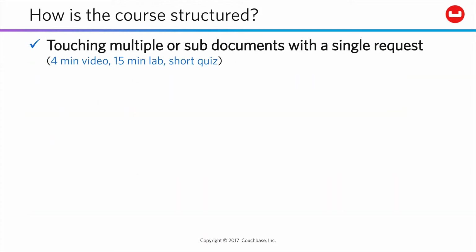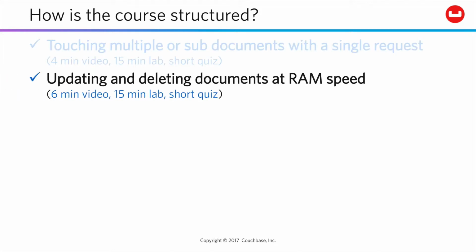Then we're going to quickly look at a variety of ways to touch multiple documents or sub-documents with a single request, including the new Data Structures API available in Couchbase. All of this can help reduce your network traffic. Then we're going to look at updating and deleting documents, which on its face are pretty straightforward methods, but they implicate a few architectural points that we'll dive into to help you better understand how Couchbase is making this all happen so quickly.